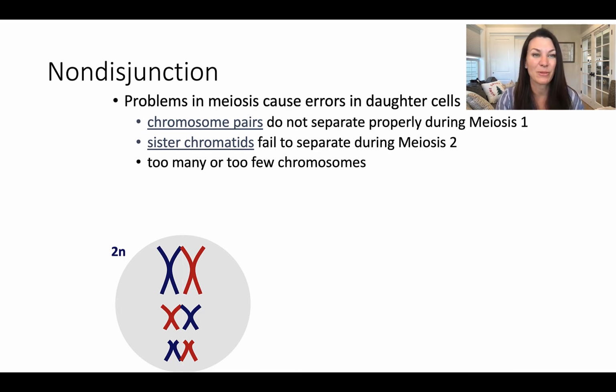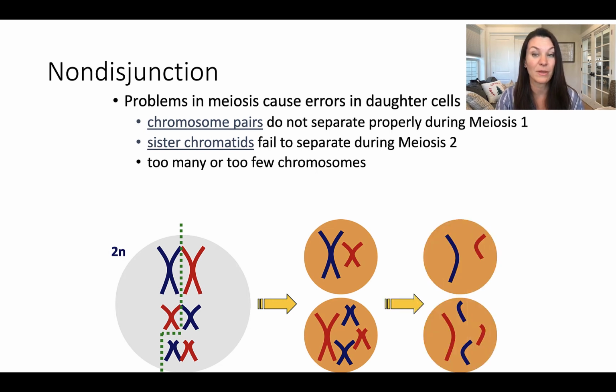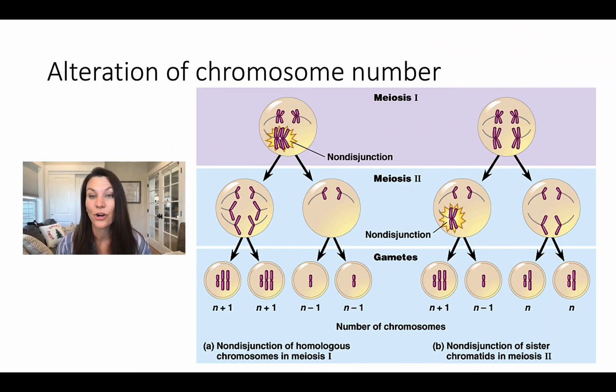Now, what can happen in a non-disjunction is something like this. 2 of the chromosomes don't separate out, and so what that leads us to have are gametes that are going to have either too few chromosomes or too many chromosomes, as we can see here. Our one gamete here is missing a chromosome, so we list it as n-1. So the appropriate number of chromosomes minus 1. And this one right here has an extra one, so we've said this is n+1. So this could really occur in either meiosis 1 or meiosis 2.